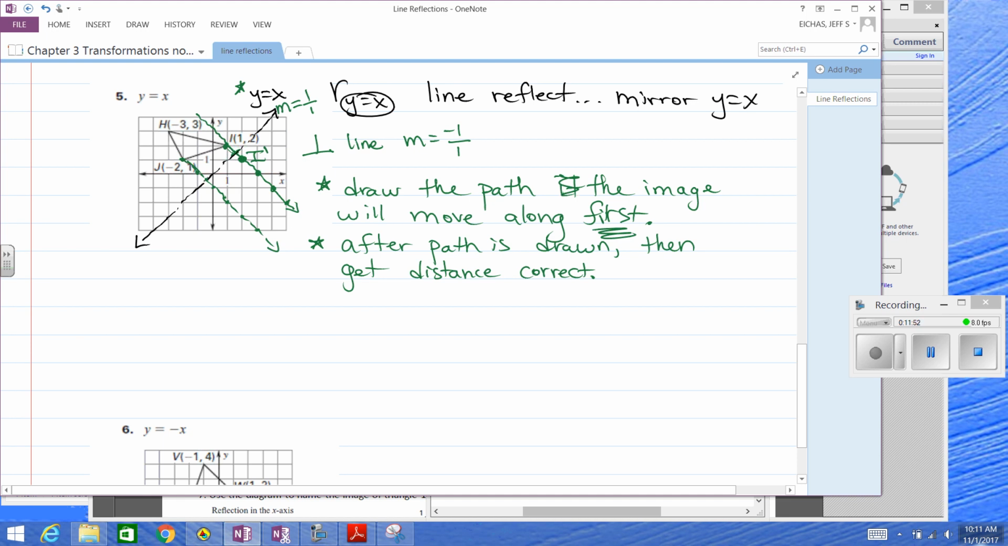J is 1 1/2 diagonals away from the mirror. There's the half, there's 1, that's J prime. And H, I never drew the path for. First the path, it's down 1, right 1. You have to be really careful. Here's the path that H is going to follow. Use your straight edge. It's 1, 2, and 3 full diagonals away from the mirror. So we go 1, 2, and then that's the third one. This is where H prime will land.